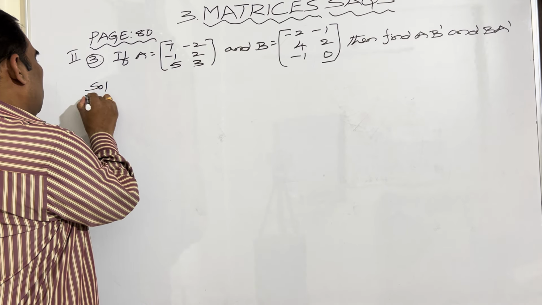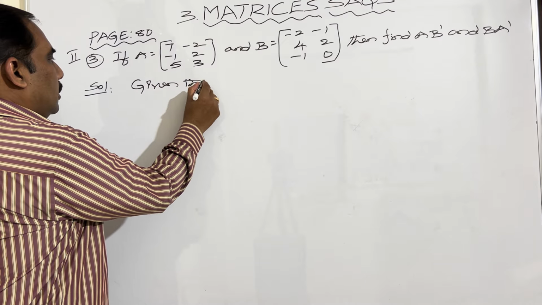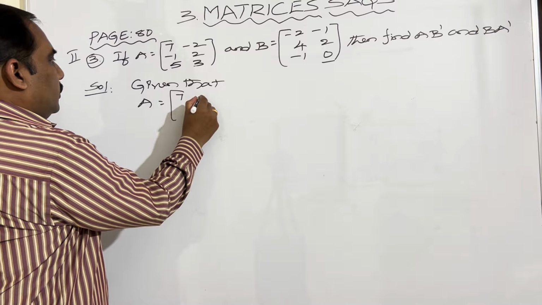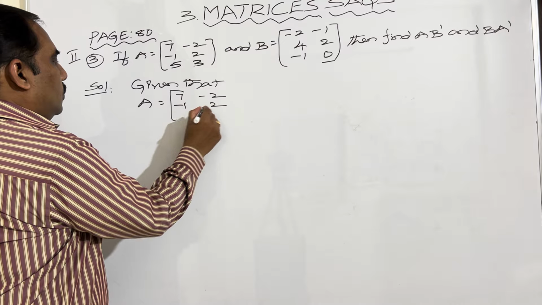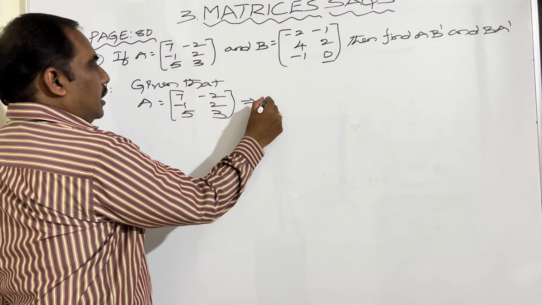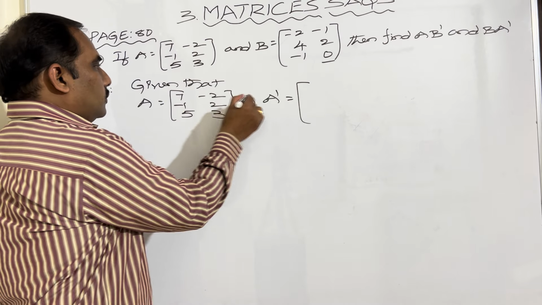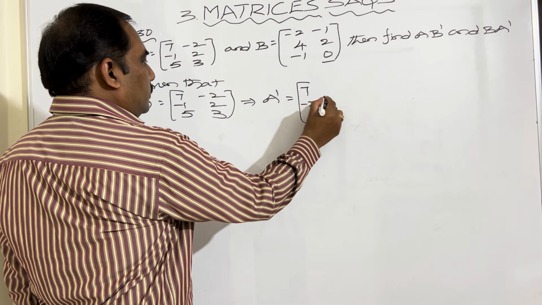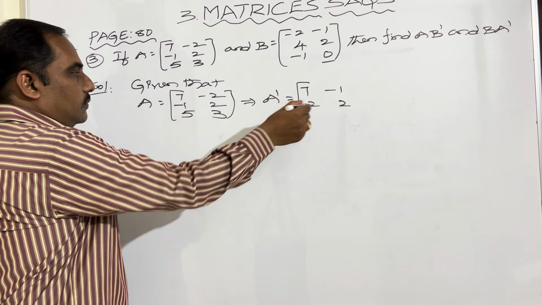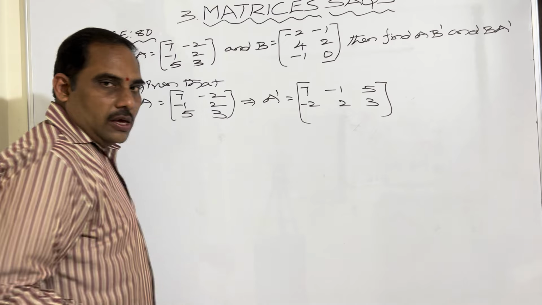First, I am taking the given matrix, capital A, equal to 7, minus 2, minus 1, 2, 5, 3, and from this finding A transpose. First row written into the first column, 7, minus 2, second row written into the second column, minus 1, 2, and third row written into the third column, that is 5, 3.